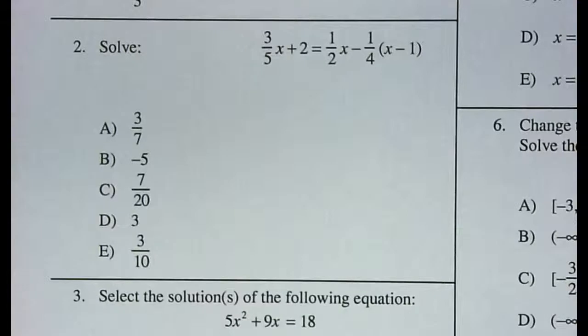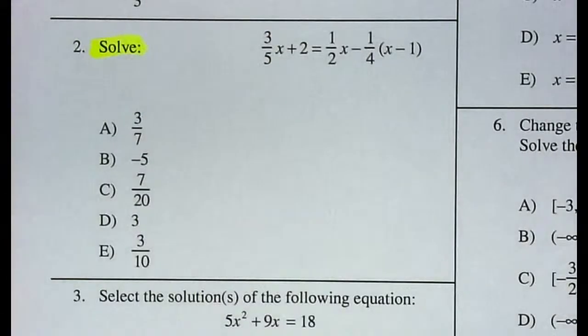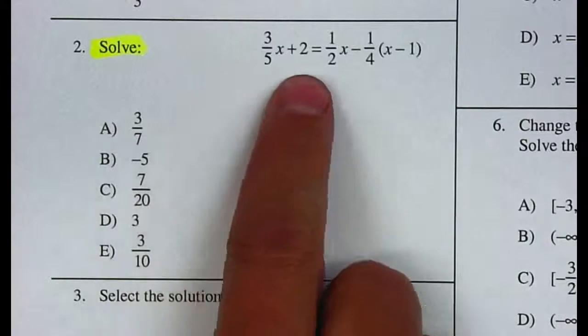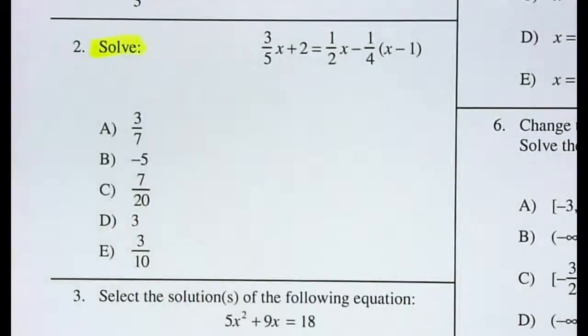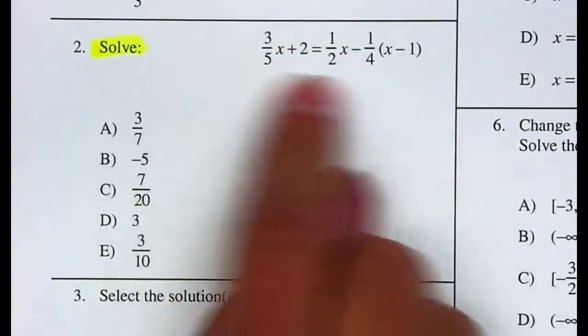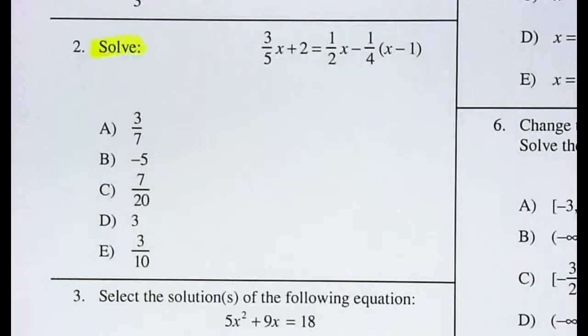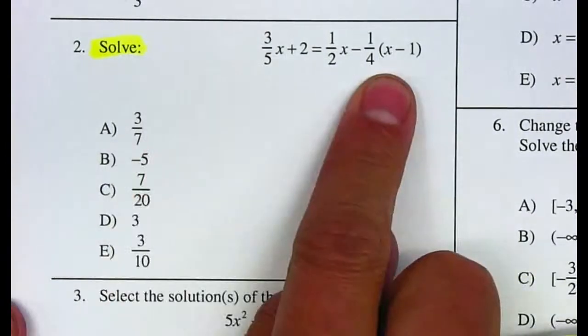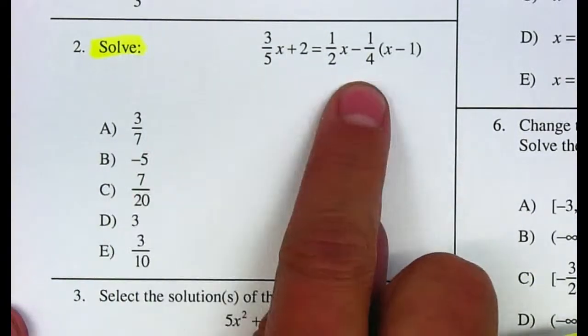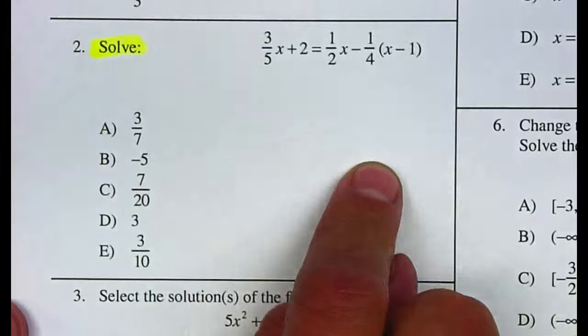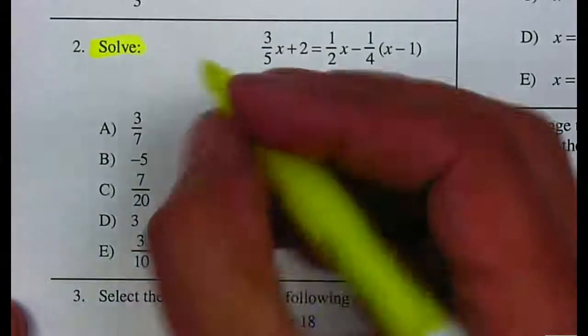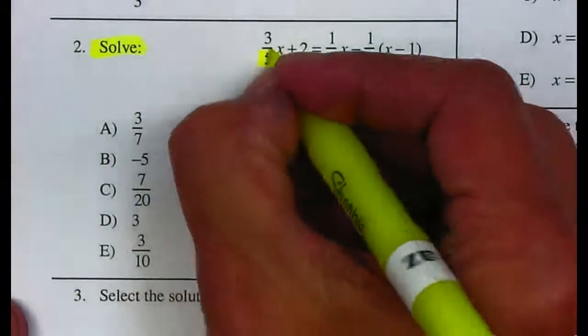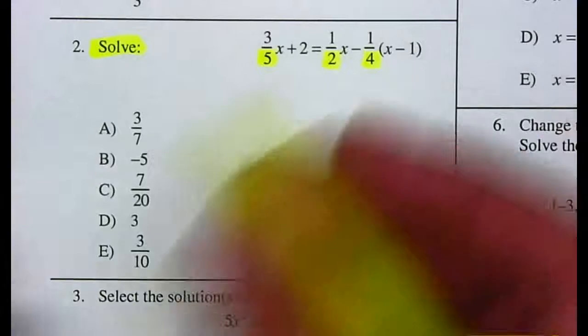Problem number 2 is asking you to solve the following equation. And if you notice, we have an equation that has 3 fractions. The best thing to do is to get rid of the fractions. Now, this is one way of working it out. Another way is just to deal with the fractions as you go through the process, and you'll get the same answer. But in this case, my denominators are 5, 2, and 4.